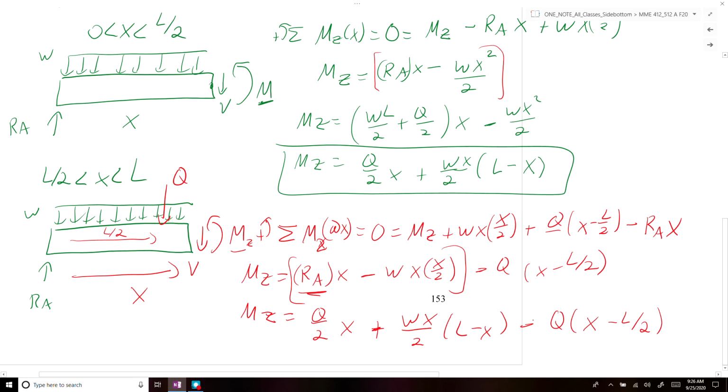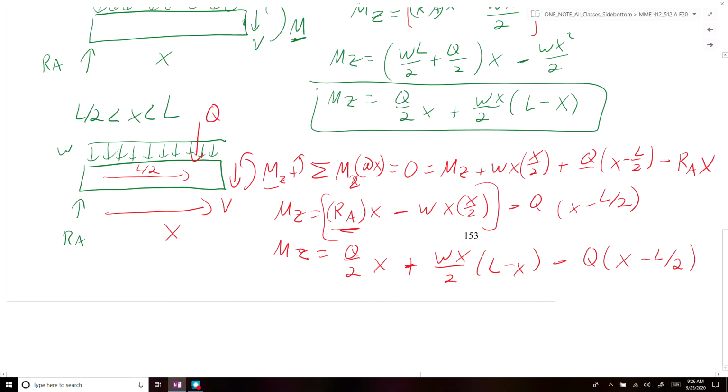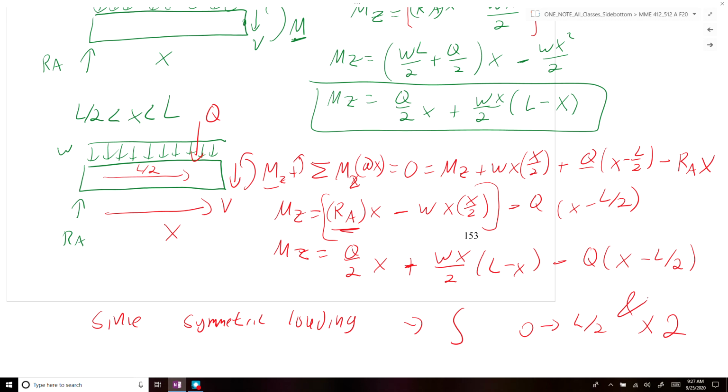Alright. So since we have symmetric loading, we can simplify this problem and we can integrate from 0 to L over 2 and then multiply that integral by 2 instead of doing two integrals from 0 to L over 2 and from L over 2 to L.